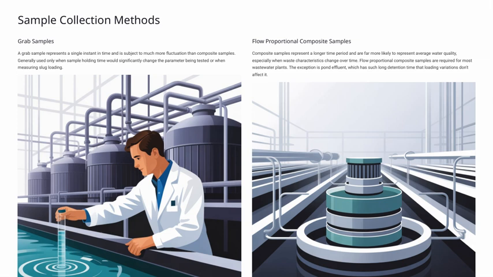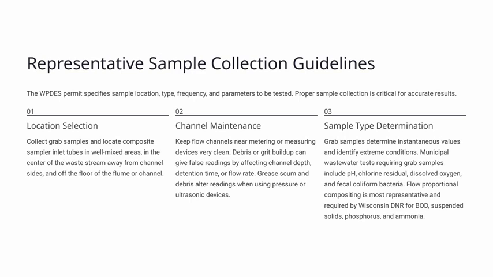Understanding these differences helps us choose the right sampling method to accurately assess water quality, which is crucial for effective treatment and compliance. Let's talk about the guidelines for representative sample collection. The WPDES permit clearly specifies where to collect samples, what types to use, how often to sample, and which parameters need testing. Proper sample collection is absolutely critical because it ensures the results are accurate and reliable.